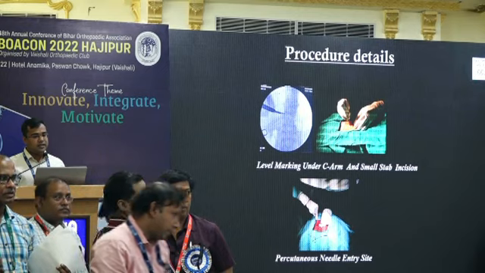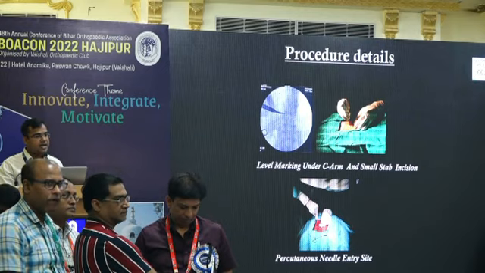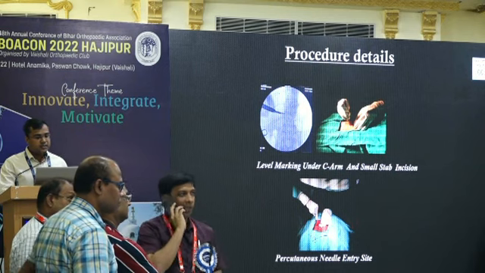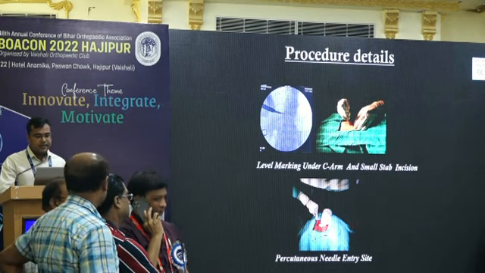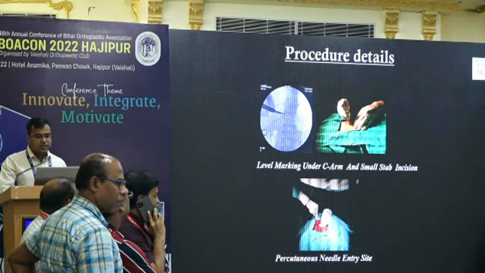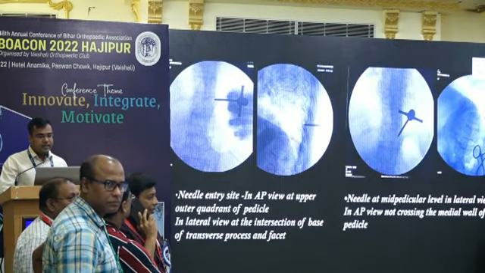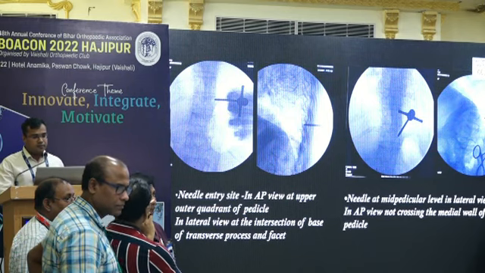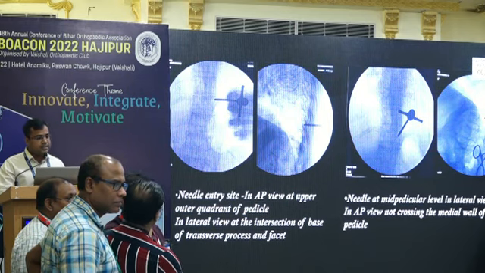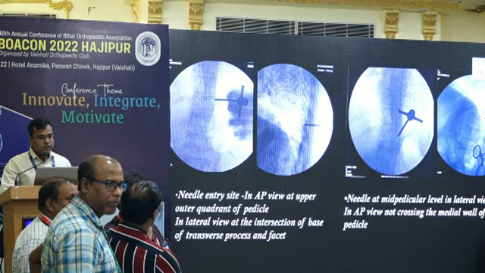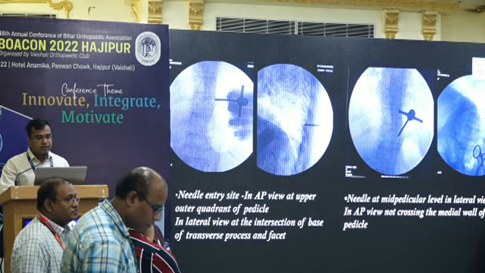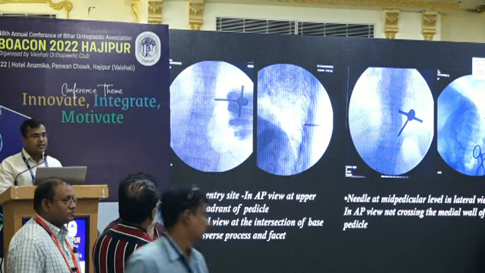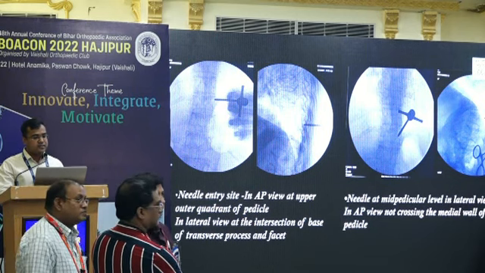Level marking was done under C-arm in AP and lateral view. A small stab incision was given over the desired site, and then the percutaneous needle entry site, it was taken till the periosteum of the pedicle. Then it is important to note that in the collapsed vertebra, the trajectory of the needle will also change. So in the entry site in AP view, the needle should be at the upper outer quadrant of the pedicle, and in the lateral view at the intersection of the base of the transverse process and the facet.